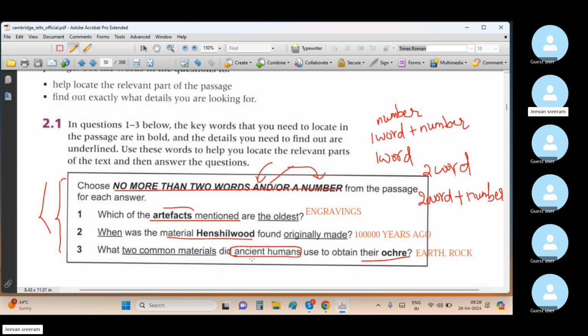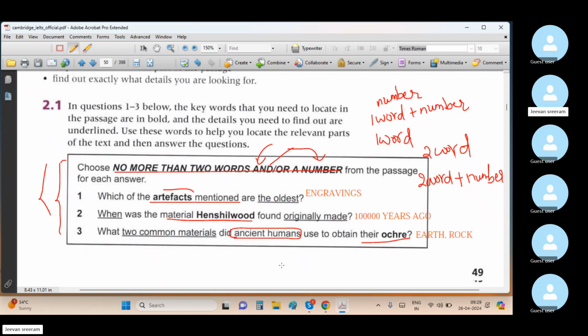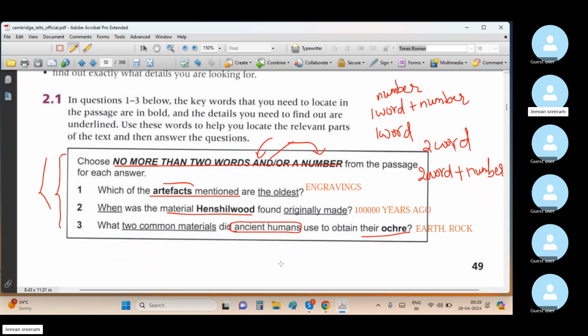Two common materials that ancient humans could have used: oxides, iron oxides, or some such chemicals. However, they were not used by the ancient humans. They just used earth or rock to get the ochre. So please observe and check your answers. These are the correct answers.